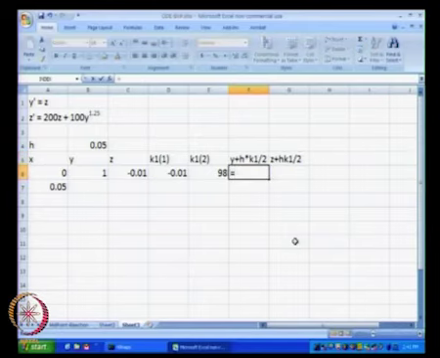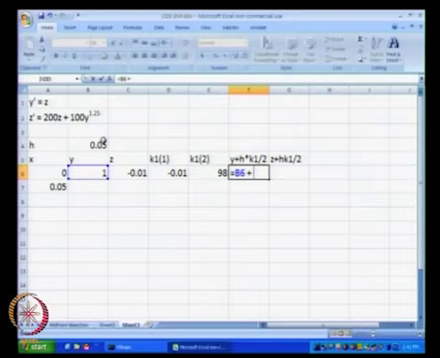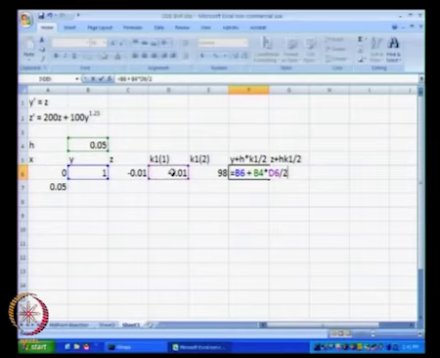So that is going to be equal to y plus, and again this is what we have done in the previous lecture of this module also. So we have y plus h multiplied by k11 divided by 2, and I press F2 over here and edit this by putting dollar signs, so that when I drag and drop our h value does not change.